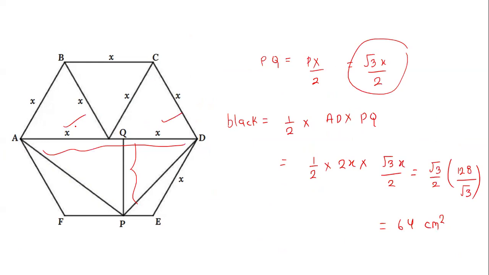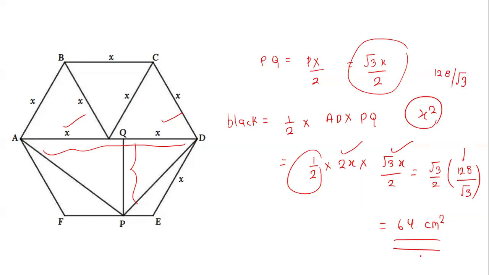And this AD length, we know this is x and this is x. If we sum both of these, it will become 2x. So the area will become half times 2x times root 3x by 2. And here also the x square is coming, so its value is 128 by root 3. You can put that value here. After simplifying, it will come to 64 centimeter square.